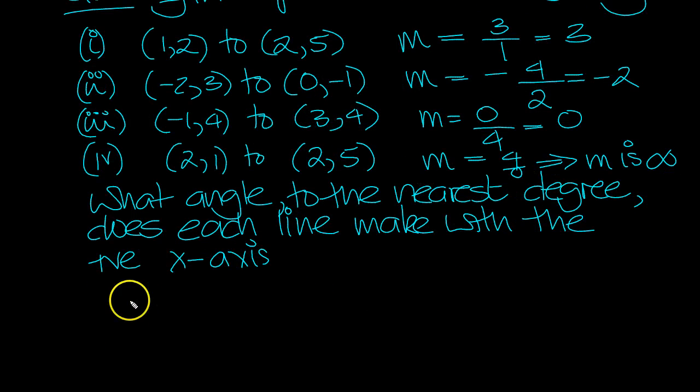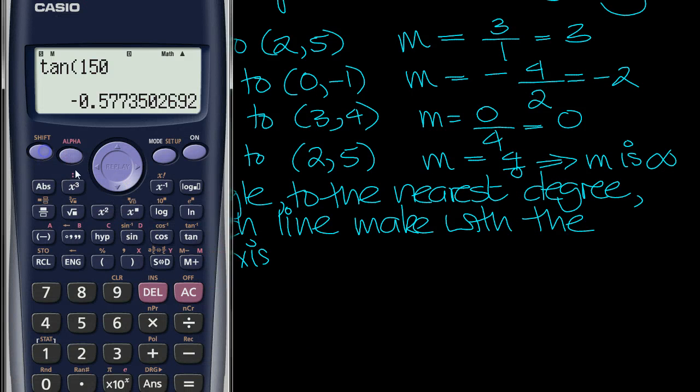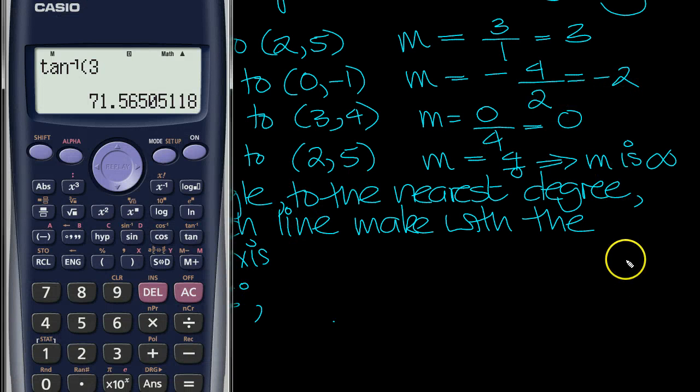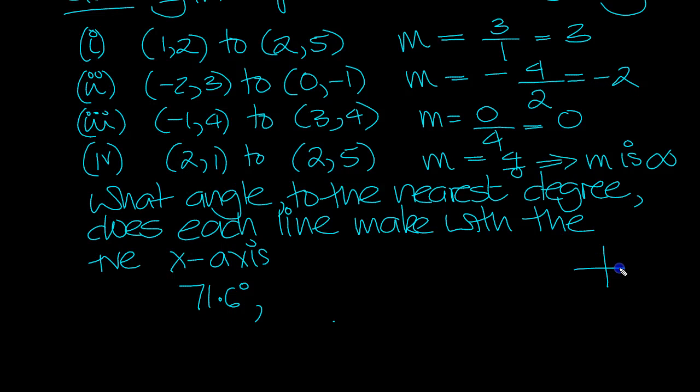Well, shift tan 3. Let's have a look at that. Shift tan of 3 gives 71.6 degrees. The next one is shift tan minus 2, but don't forget that's in the second quadrant and this calculator won't give us that. I think it will give us this angle here, whereas we actually want this angle. So you have to be careful about it.